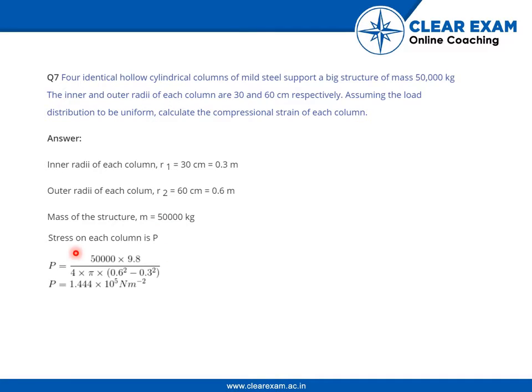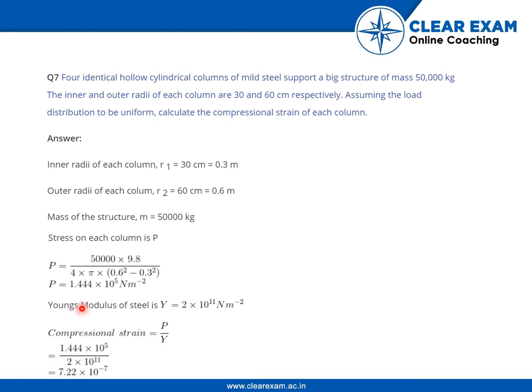So the stress on each column, capital P, is equal to 50,000 into 9.8 divided by 4 pi into (0.6 squared minus 0.3 squared), which comes out to be 1.444 into 10 to the power 5 Newton per meter square. Young's modulus of steel is Y, which is equal to 2 into 10 to the power 11 Newton per meter square. The compressional strain is P by Y.